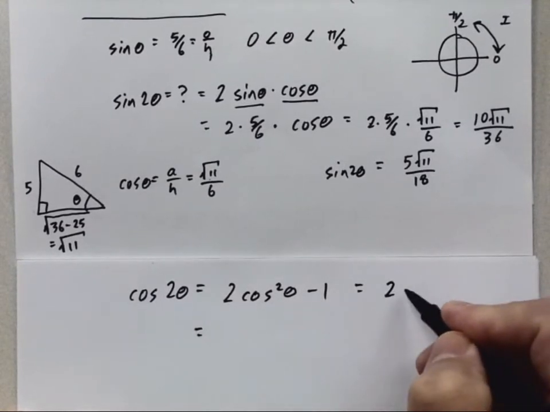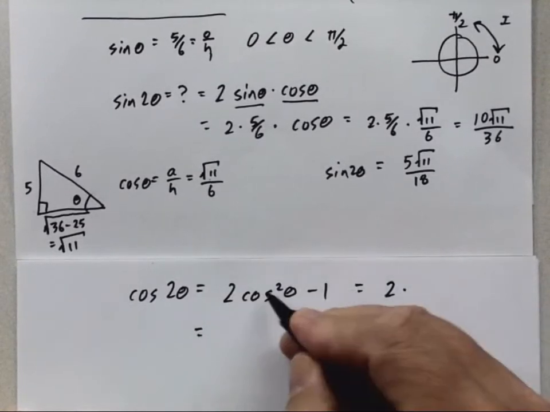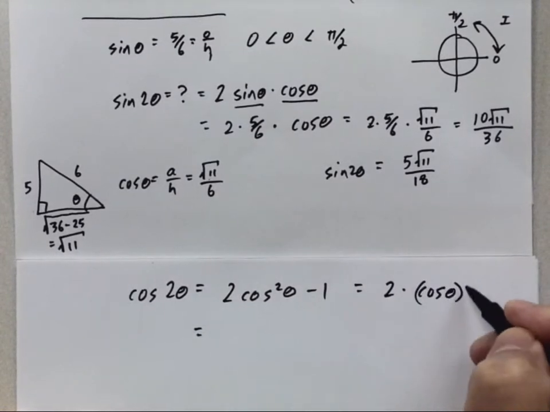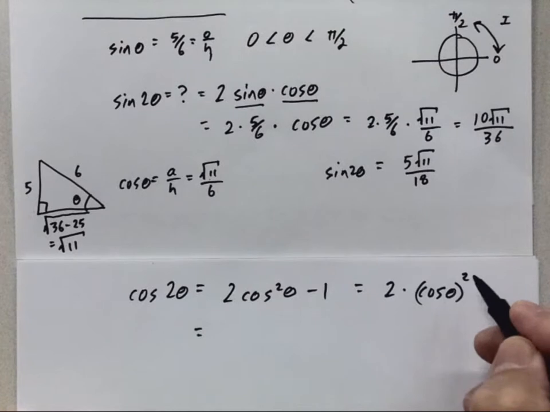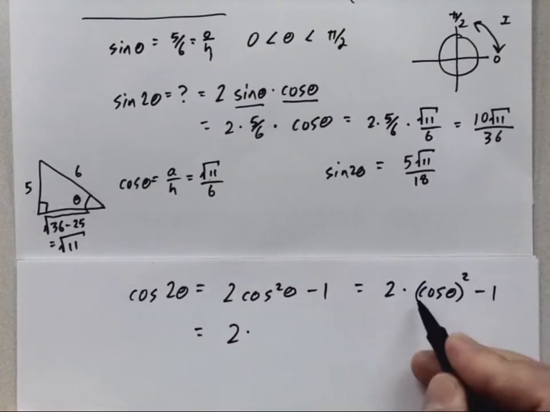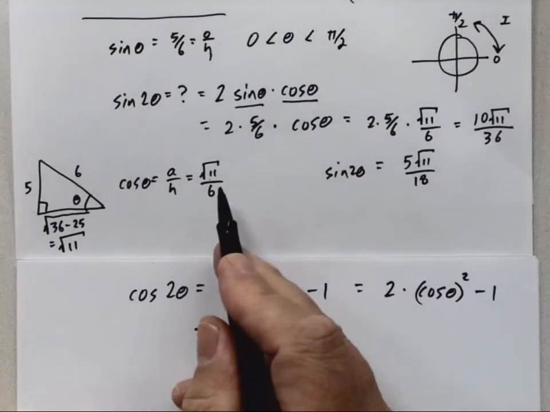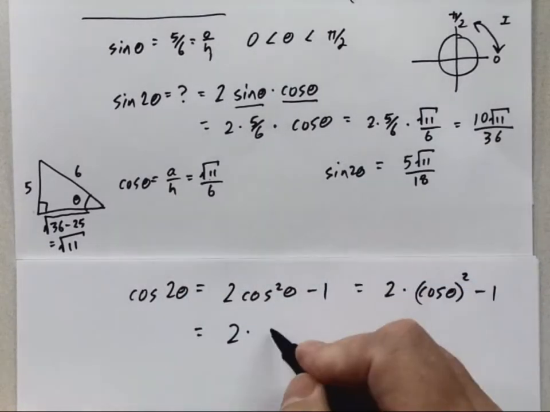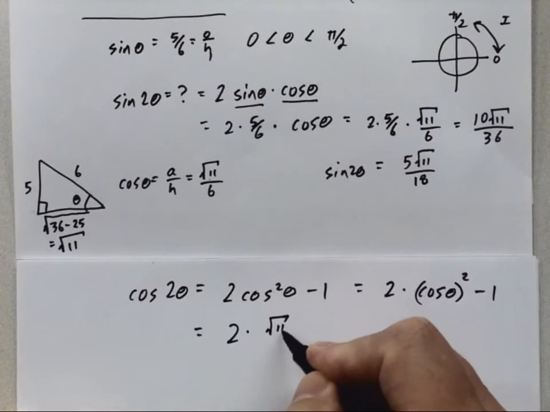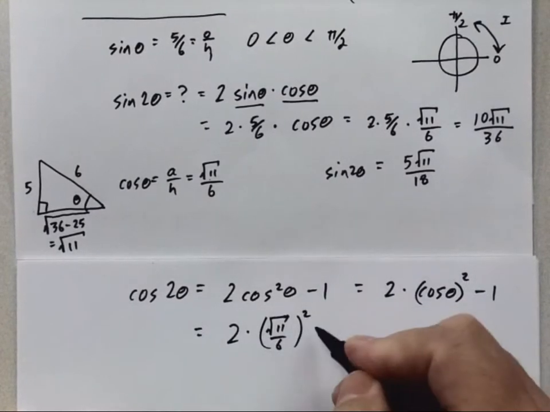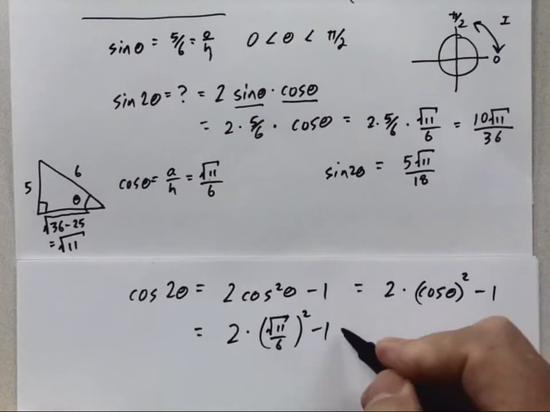Once again, I'm going to write this again. Cosine squared of theta, the way it's written, means the same exact thing. It means you take the cosine of theta and you square the whole thing. So I know the cosine of theta, I found it up here, square root of 11 over 6. That whole thing is squared minus 1.